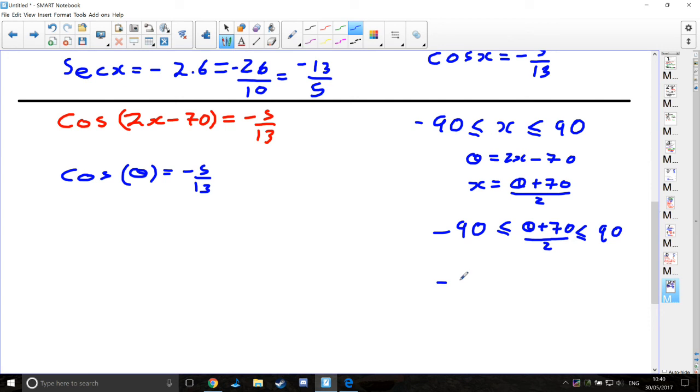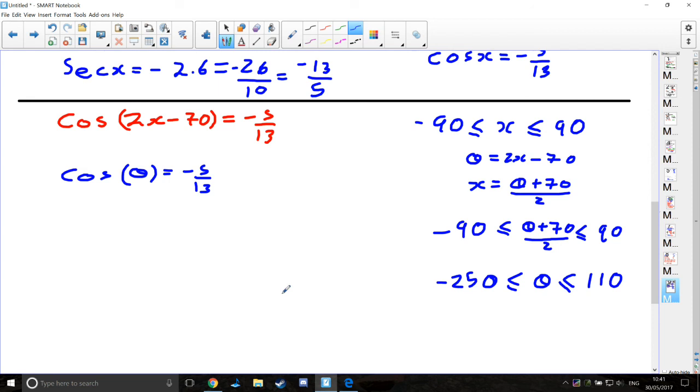So that's minus 180 minus 70, which is minus 260, is it? Oh, I think I made a mistake. Minus 90 times by 2, minus 70, oops, 250. Oops, it's too early for doing this. Minus 250 to theta, and let's see if I can do my arithmetic properly this time. 180 minus 70, 110. Sounds about right.